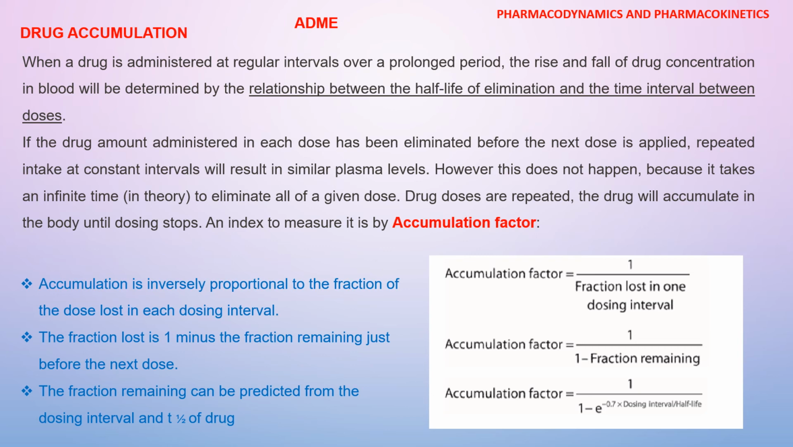To maintain a regular steady concentration of the drug in the body when the maintenance dose is given at regular intervals, it leads to accumulation of some amount of drug in the body. The measure of this index is known as the accumulation factor.